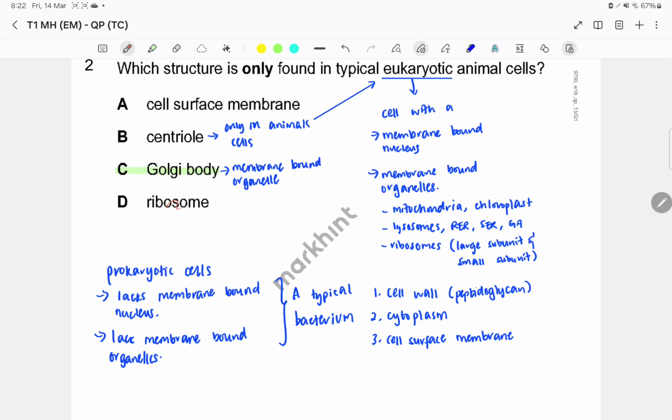Just take note that ribosomes are also present in prokaryotes because ribosomes are not an example of a membrane-bound organelle. Instead of a membrane, like I mentioned earlier, they have a large subunit and a small subunit. But of course, the difference is that the ribosomes in prokaryotic cells tend to be much smaller. So that's why C is the best answer.